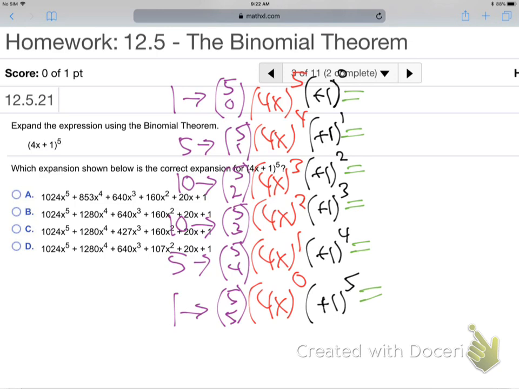Am I going too fast? It's okay, so multiply those all together. So it's going to be 1. And then 4x to the 5th, I don't know what that is. 4 to the 5th, that's 1024, huh? X to the 5th, and 1 to the 0 is just 1, so that equals, I'm running out of room here, huh? 1024x to the 5th. Good with the first term? So use your calculator, 4 to the 5th power there.